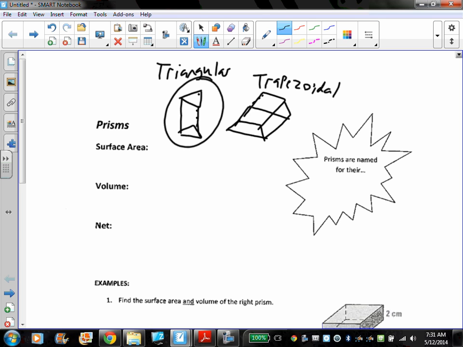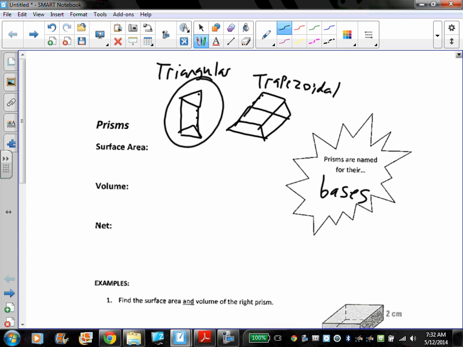Prisms are named for these shapes, which are called bases. The two that are the exact same and across from each other are called bases, and that's how we name our prisms. So ones with rectangles at the end would be called rectangular prisms. We could have pentagonal prisms if they had pentagons at both ends with rectangles connecting them. So we've got a few different things.